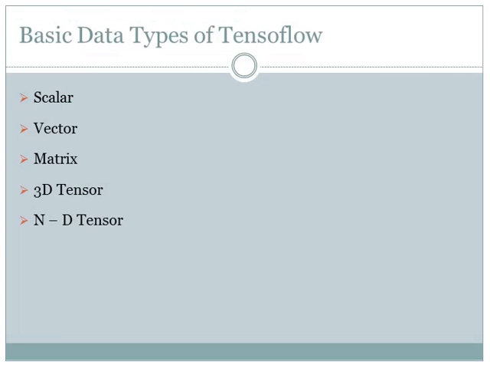So let's see the basic data types of TensorFlow. The basic data types in the TensorFlow framework are tensors. Below shows each dimension of tensors: scalar, vector, matrix, 3D tensor and ND tensor. Scalar is a 0-dimensional array, vector is a 1-dimensional array and matrix is a 2-dimensional array. A 3D tensor is a 3-dimensional array and an ND tensor is an n-dimensional array.